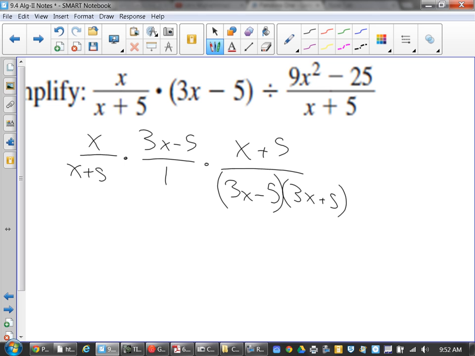So hopefully, guys, you got to this part right off the bat. You had a difference of squares.